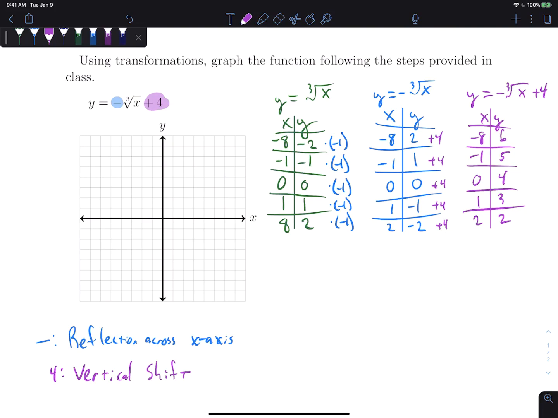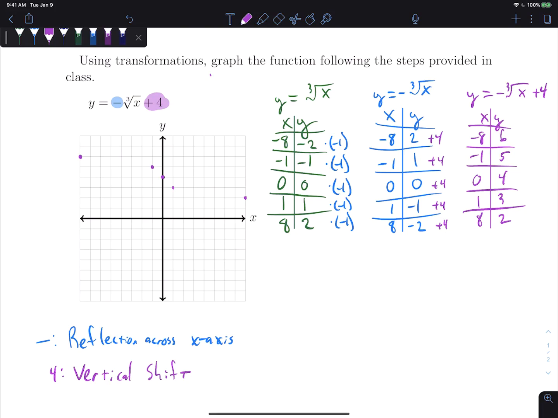-8, 6, -1, 5, 0, 4, 1, 3, and 8, 2. There we go. That's better. 8, 2. Good deal. Notice that I saw that 2, 2 was definitely not right, because that last point should never be right there. So that means that this point is better.